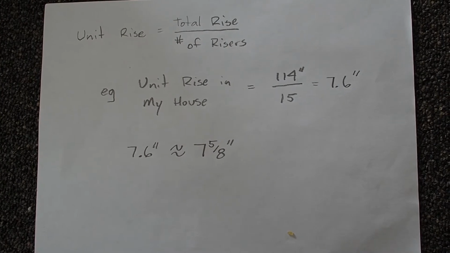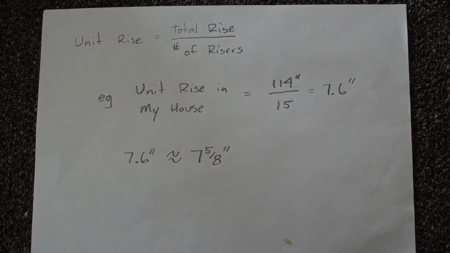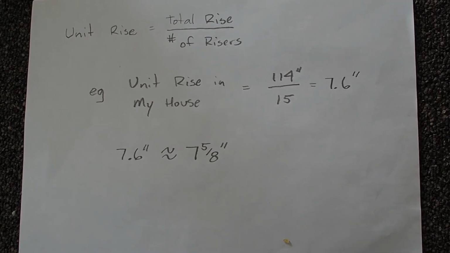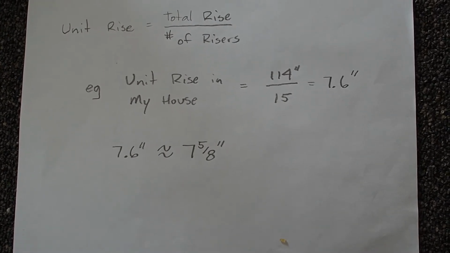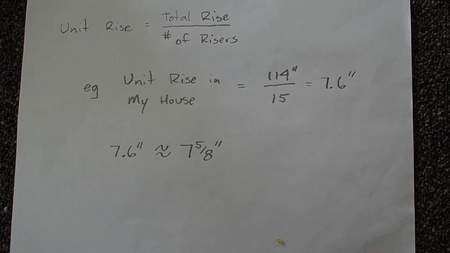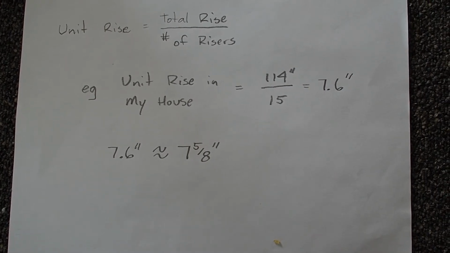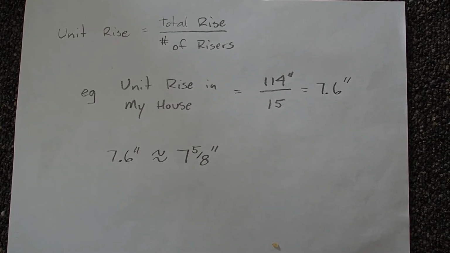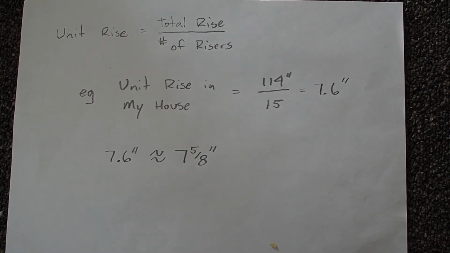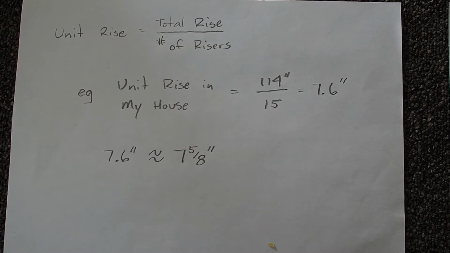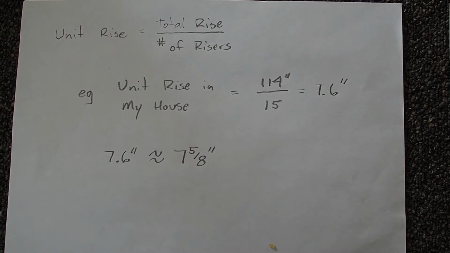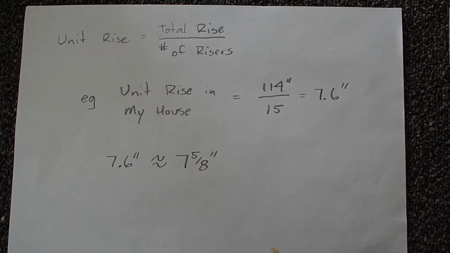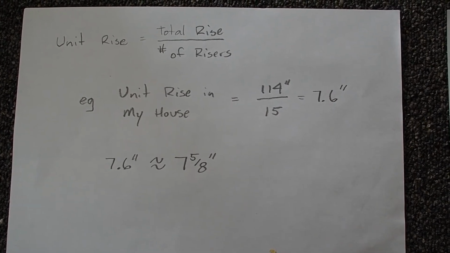The formula to find the unit rise is the total rise divided by the number of risers, or the number of steps. So as you can see in my house, I've divided 114 inches, which is the distance from finished floor to finished floor, by 15, which is the number of steps I wanted. 114 divided by 15 is 7.6. And 7.6 is very close to 7 5/8, which is in fact the rise when measured on my set of stairs.